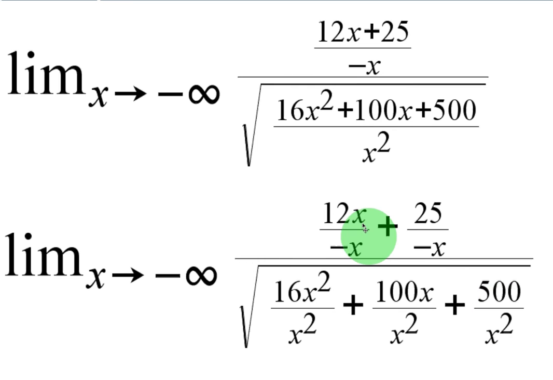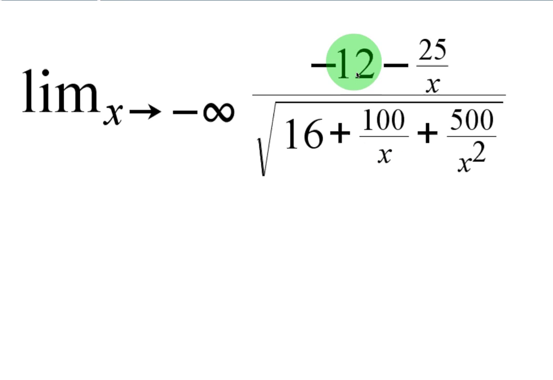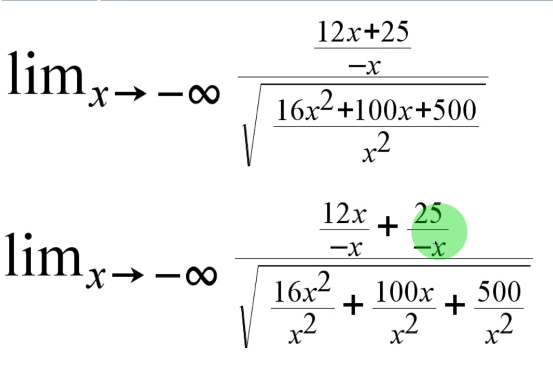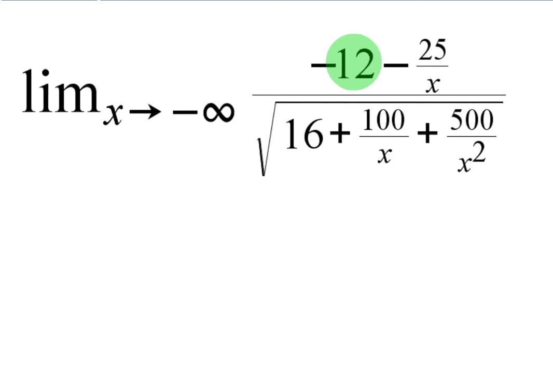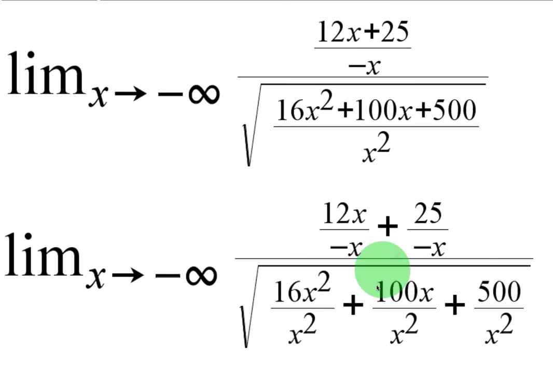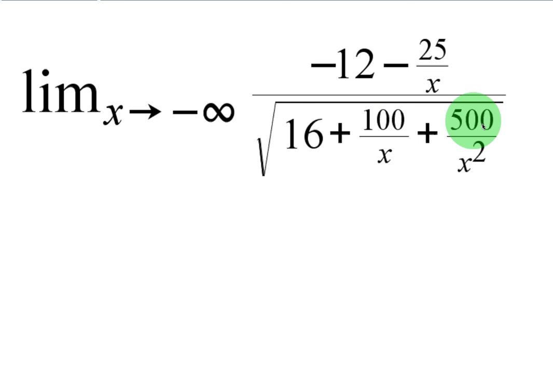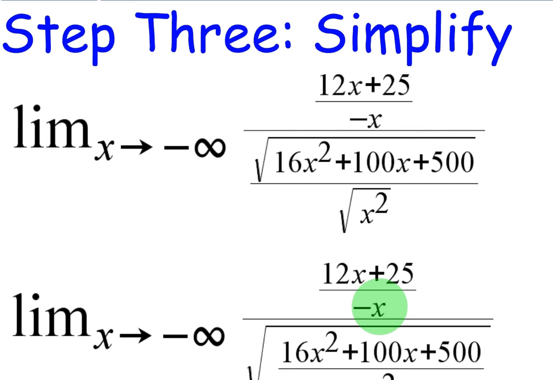So let's break each of these down now. 12x over negative x is going to give me negative 12. 25 over negative x is going to be minus 25 over x. 16x squared over x squared is just going to be 16. 100x over x squared is going to become 100 over x. And finally, this is going to stay the same. So now I've done step 3, which is to simplify.